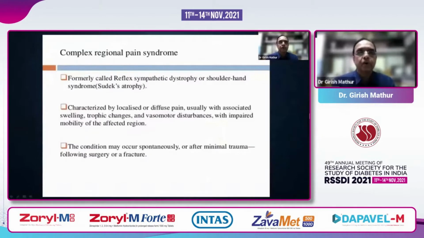Another common disorder is complex regional pain syndrome, formerly called reflex sympathetic dystrophy, shoulder-hand syndrome, or pseudoatrophy. It is characterized by localized or diffuse pain, usually with swelling, trophic changes, and vasomotor disturbances with impaired mobility of the affected region. The condition may occur spontaneously, after minimal trauma, or following surgery or a fracture.